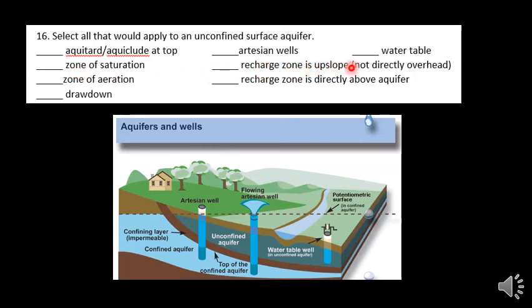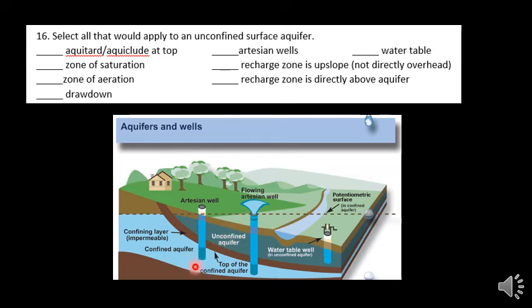Recharge zone is upslope, not directly overhead, or recharge zone is directly overhead. Well, the recharge zone is where it rains. Will it fill it back up? And right here, if it rains directly over this area, the water will percolate through the ground and then start to fill it up like a bathtub. The recharge directly overhead is something that we have for our surface aquifer.